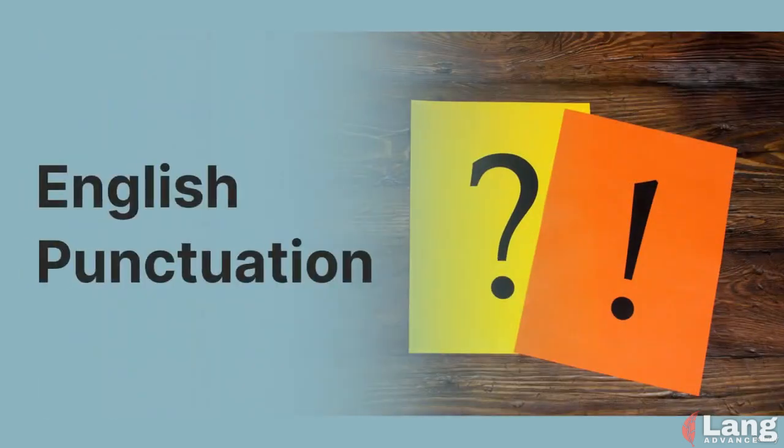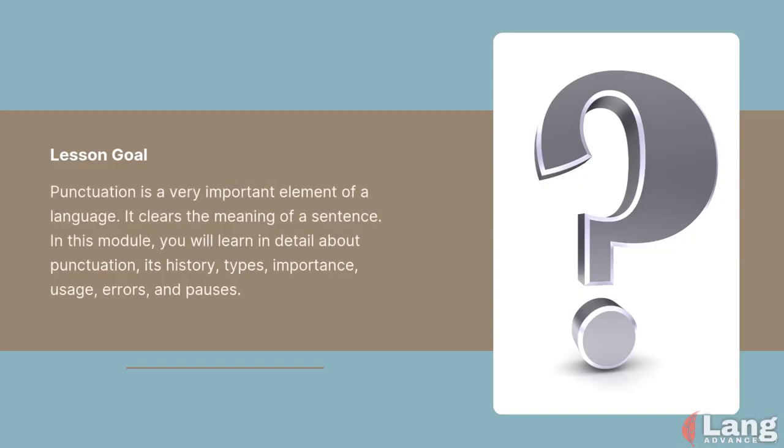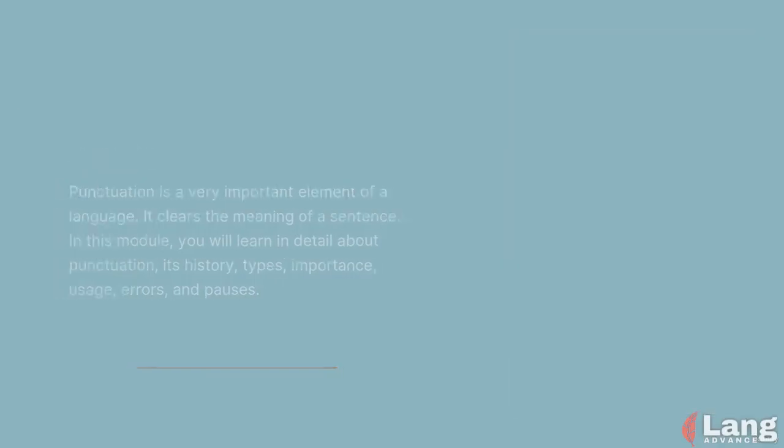Introduction to English Punctuation. Lesson Goals. Punctuation is a very important element of a language. It clears the meaning of a sentence. In this module, you will learn in detail about punctuation, its history, types, importance, usage, errors, and pauses.